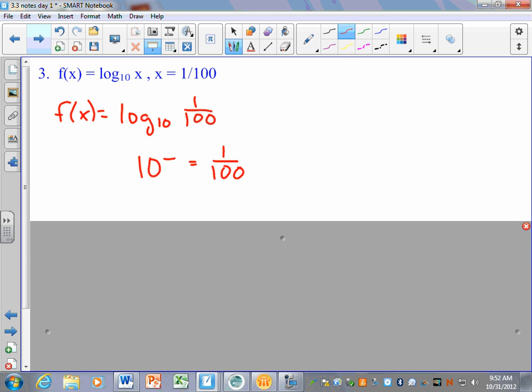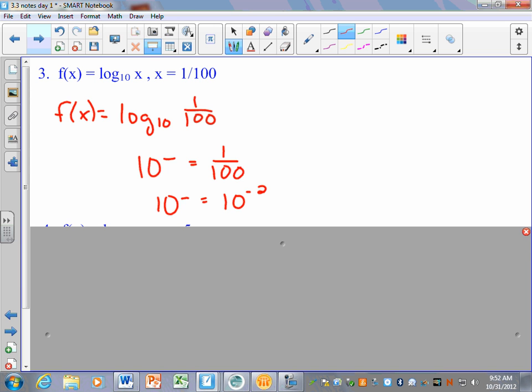What gives me 100? What power of 10? 10 squared is 100, but what would give me 1 over 100? 10 to the negative 2. So you could really write this as 10 to the what? This is actually the same as saying 10 to the negative 2. You can check on your calculator if you want, but it really is 1 over 100, because the negative means move it down, and then you take 10 squared, so your answer is the exponent, negative 2.